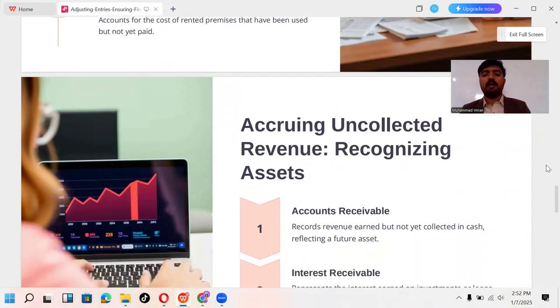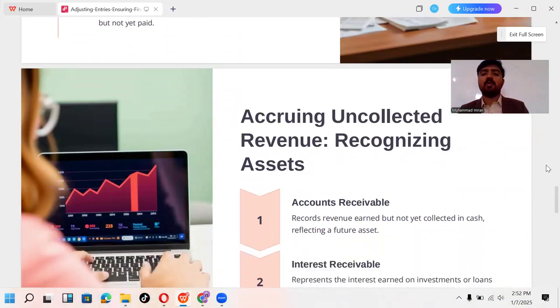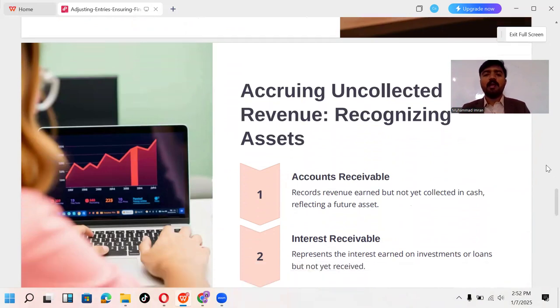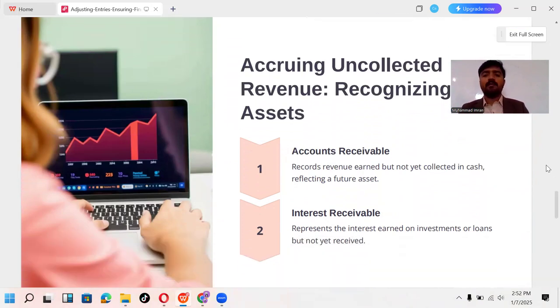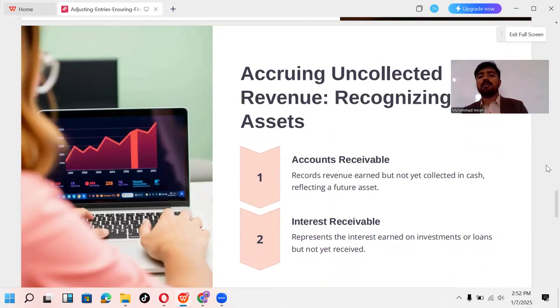And then there is the last type of adjusting entry, which is uncollected revenue. In uncollected revenue, we provide the services on account receivable. We provide the services, and in that period we are not paid. We will be paid later. So for adjusting these kinds of entries, the accounts receivable is debited and the unearned revenue is credited.